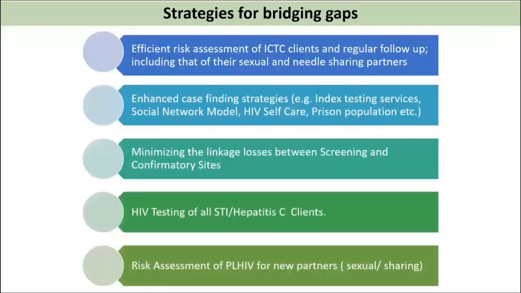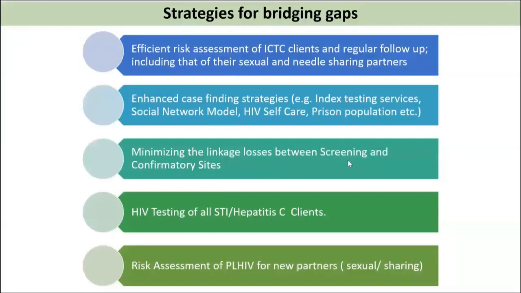So this is another slide just to reiterate how we can bridge the gaps in the first 95. One thing we discussed is the risk assessment of the walk-in clients, and the regular follow-up of the HRG population, the sexual and needle sharing partners, and then enhancement of the case finding strategies through index testing or partner testing services, social network model, HIV self-care, and prison population coverage. These are the things we have been discussing since morning, and there's no rocket science behind this. These are the well-known strategies for improving our case finding.